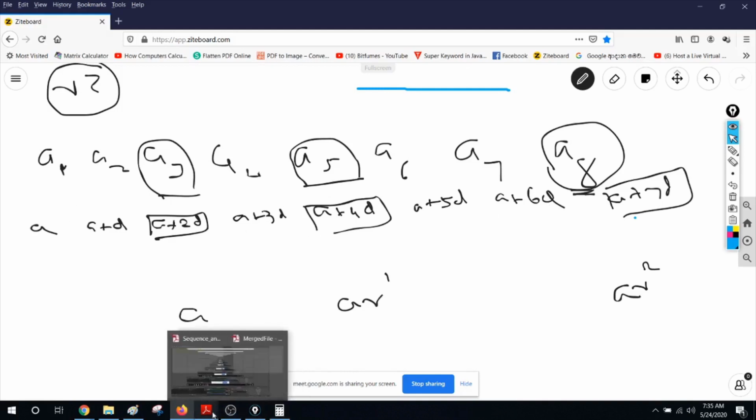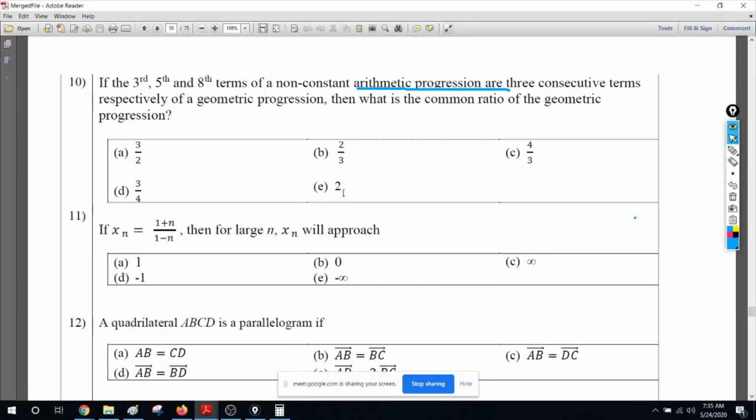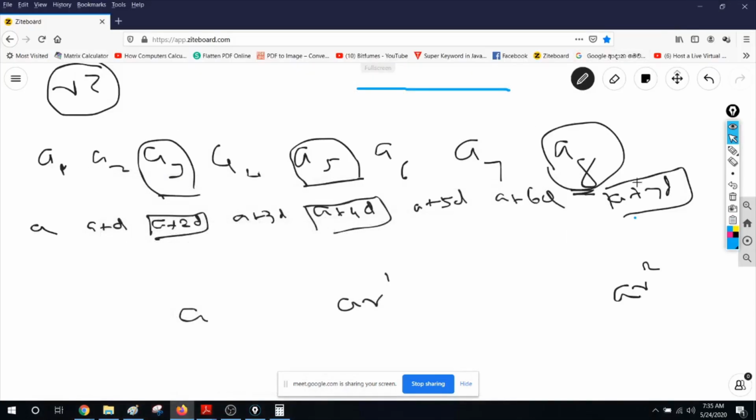Highly abstract question, right? And we can see the answer is just a number. So that means though it's a very abstract question, we are going to get a specific value like 1 or 2 or whatever, half or whatever, right? So let's see how to do this kind of question.